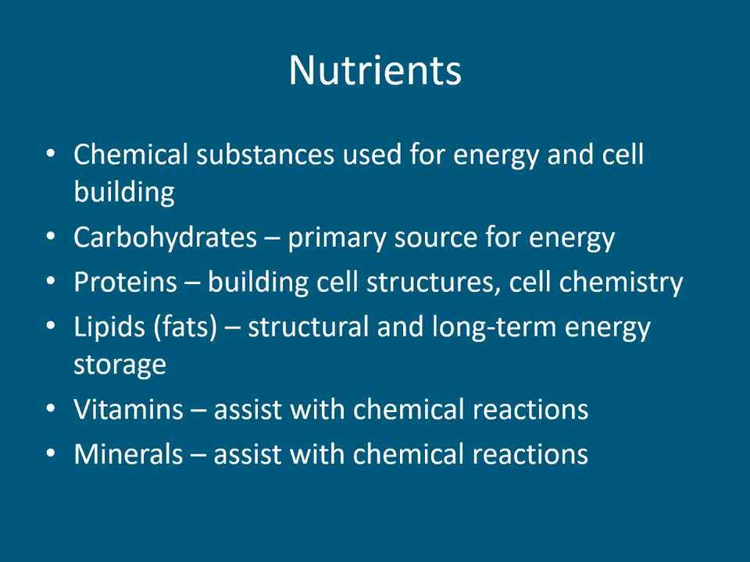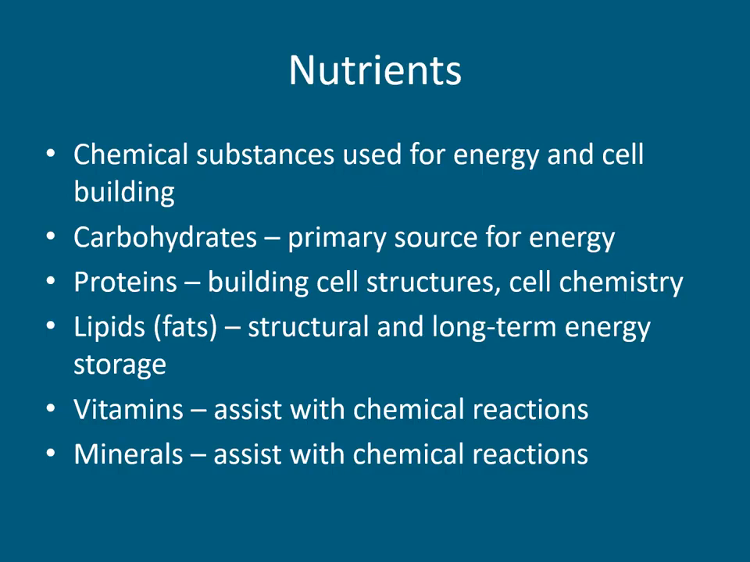So if we look at the nutrients, simply these are chemical substances. You need them to provide energy for the cell and to help the cell build. What are some of these nutrients? They're going to include things such as carbohydrates, proteins, lipids, vitamins, and minerals.